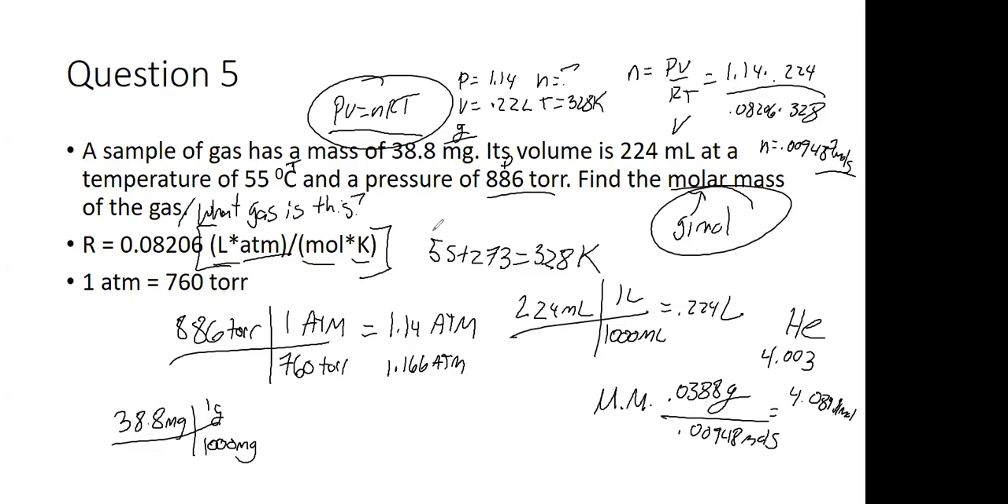As my internet again kind of craps out there. We solve for n, which is number of moles. From there, molar mass is grams per mole. Well, I give you a weight in grams. You just solve for moles, divide the two to get your answer.